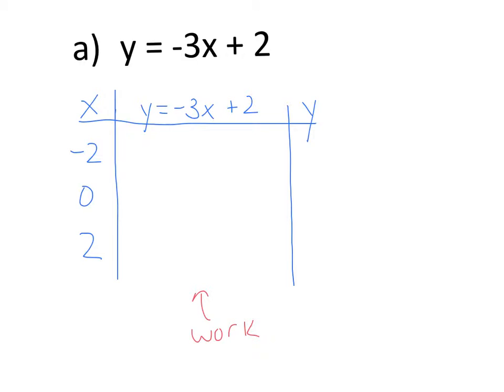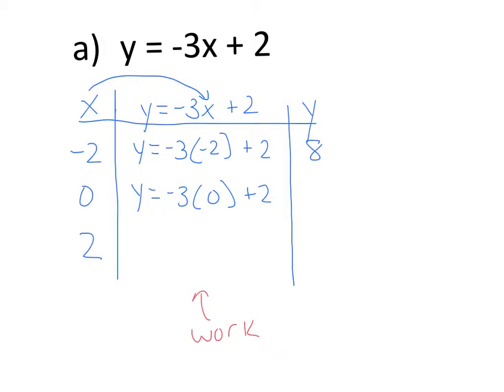All right, so everywhere there's an x, I'm going to be plugging it into my x position. So y equals negative 3 times negative 2 plus 2. So negative 3 times negative 2 is 6. 6 plus 2 is 8. Okay, do the same thing now, but replace it with a 0. So now negative 3 times 0 is 0, plus 2 is 2. And on our last one here, we've got negative 3 times 2 plus 2. So negative 3 times 2 is negative 6, plus 2 is negative 4.